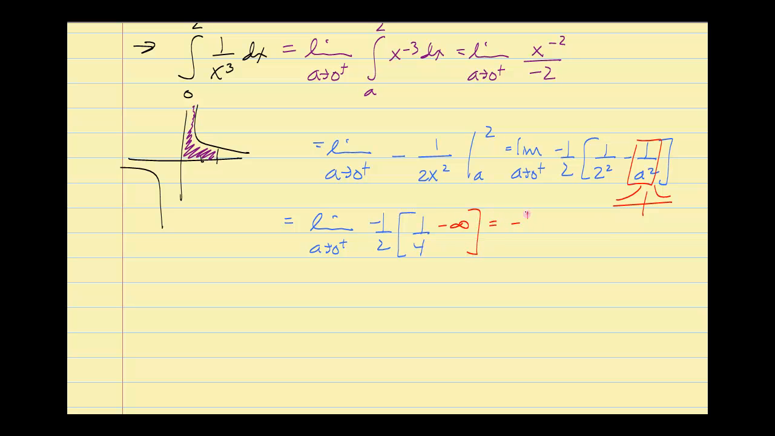So I have negative 1/2, 1/4 minus infinity is a negative infinity. Minus a negative is the same as a positive. So when we look at this here, when I come up with my value of positive infinity, I can say that this area diverges. It's getting larger and larger and larger, and it does not go towards 0.